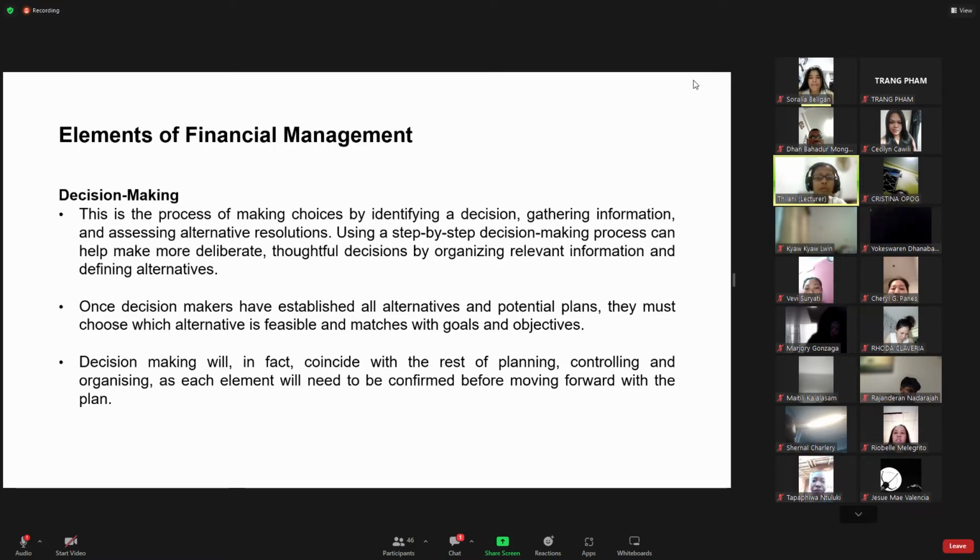You need to make good business decisions. In order to make good business decisions, you need to have proper information. You need to gather all the information, right? And then you need to look at alternative solutions as well. Take a step-by-step decision-making process. Look at the alternatives and make a final solid decision, because your decisions will also have an impact on your planning, controlling, organizing, all of that. So you have to make the right decision. Make sure that you make the correct decision in order for you to move forward as well.